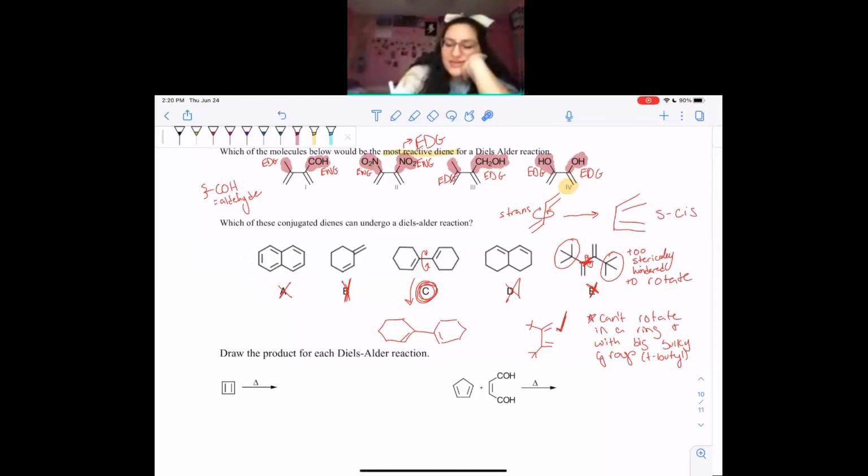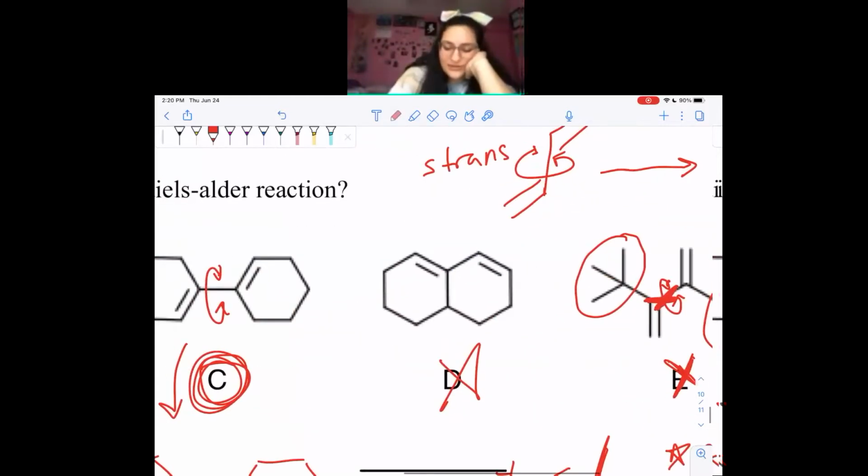For D, it's a conjugated diene, right? However, it's trans, and you cannot rotate this bond. The bond cannot be rotated because you're stuck in a ring. There's no way for you to twist that ring.